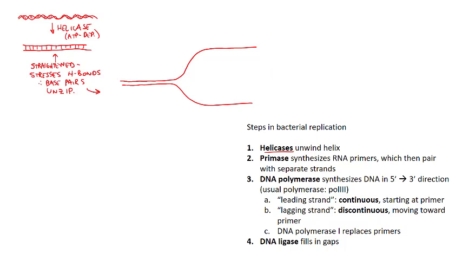Here's our replication fork. We've got our two strands of DNA. Our helicase would be up here, unwinding the DNA. And shortly behind the helicase is where our base pairs would rupture. And we're left with two separated segments of DNA that aren't base paired, so they're just single-stranded.